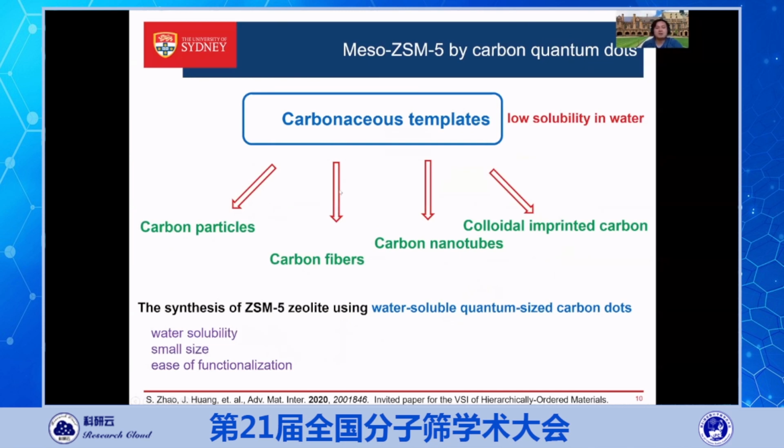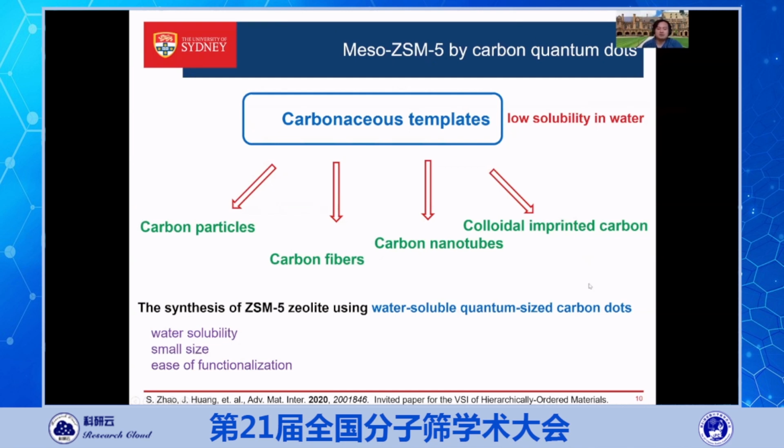But one challenge for these carbon particles is that they have a lower solubility in water, so some of the particles will condense on the bottom, so the efficiency of the hard template in the synthesis is quite low. Therefore we are thinking about whether it is possible to develop another type of carbon material which can improve solubility in water and improve the efficiency for the mesoporous synthesis.